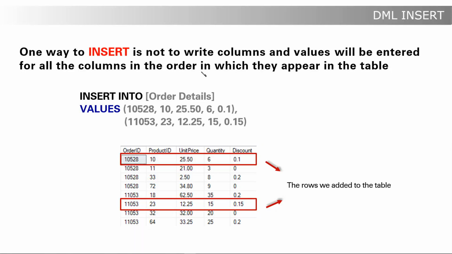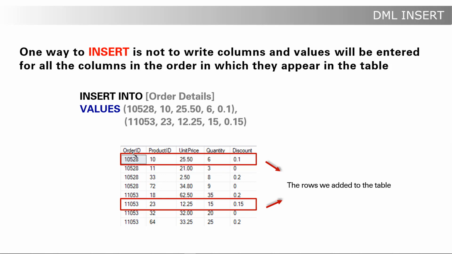In this lesson, we will learn about the DML insert. One way to insert is not to write columns and values. It will be entered for all the columns in the order in which they appear in the table. What does it mean? Let's say we want to insert values into the order details table. Now, if we know the columns and their order, we don't need to write them. We can just write the values we want, and they will be inserted into the right columns.